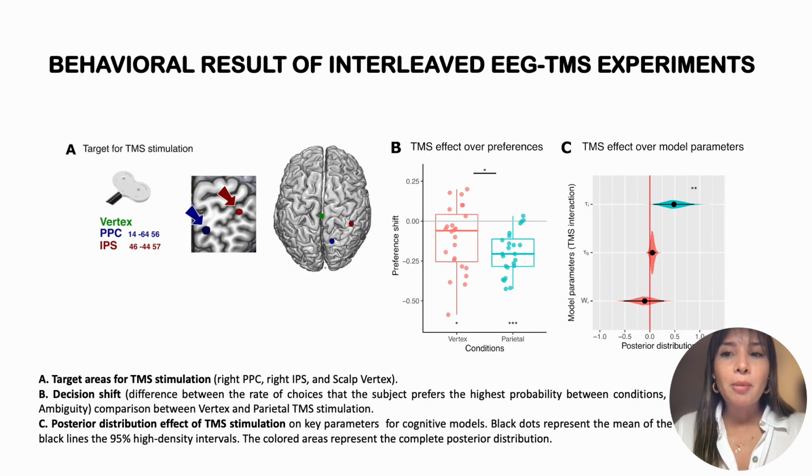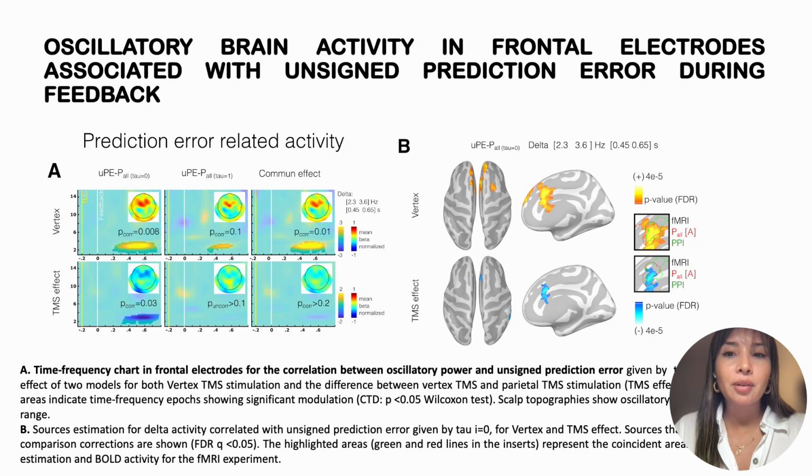Then, we inhibited the parietal areas correlated with the activity processing during decision-making to evaluate their role. We specifically inhibited the posterior parietal cortex at the intraparietal sulcus before feedback. Behaviorally, we found that the TMS stimulation modified the subject preference and tau parameters relative to the control condition.